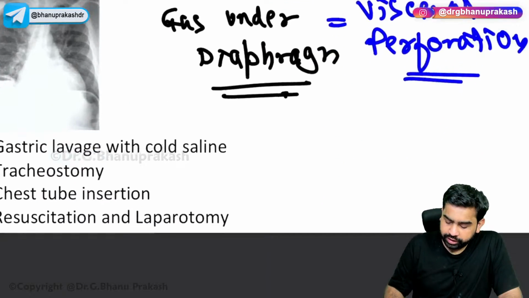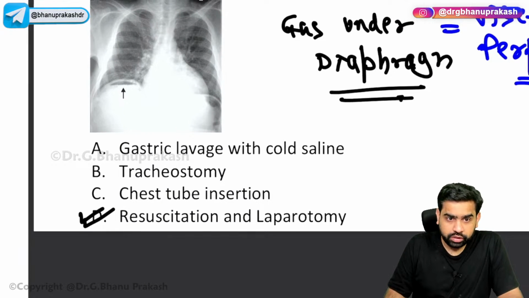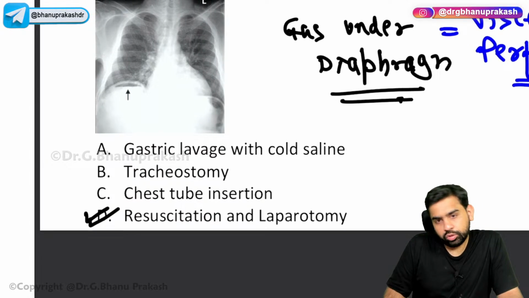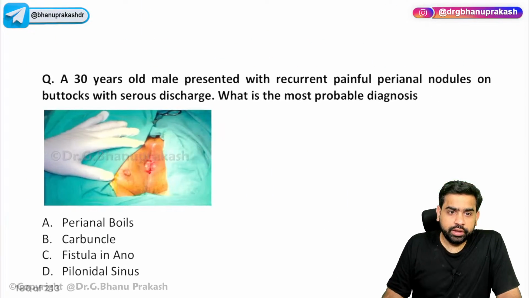So gas under the diaphragm, visceral perforation, what you have to perform is an exploratory laparotomy, and obviously you will start these patients on fluid resuscitation. I'm sorry, because of the watermark it was not visible properly, so you have to perform a resuscitation along with an exploratory laparotomy. I hope you have understood this point, guys. Now let's move on to the next question.